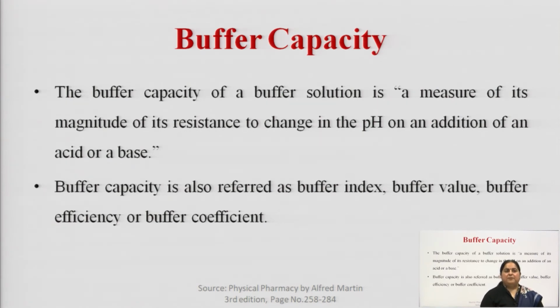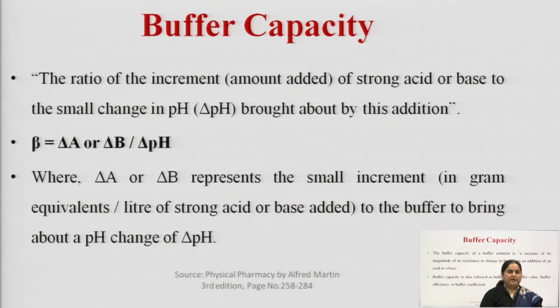So buffer capacity is a measure of its magnitude of resistance to change in pH on addition of an acid or base, and it is also referred to as buffer index, buffer value, buffer efficiency or buffer coefficients. These are the synonyms for buffer capacity. If you get any question with these terms, it means it is buffer capacity only, right.